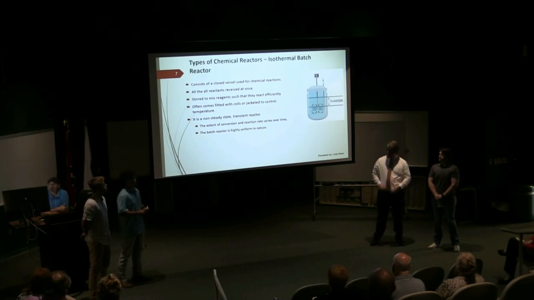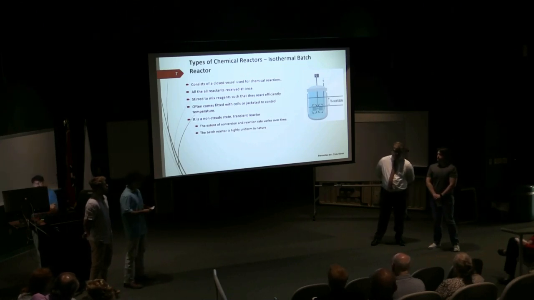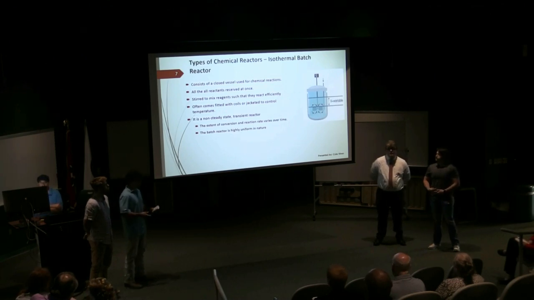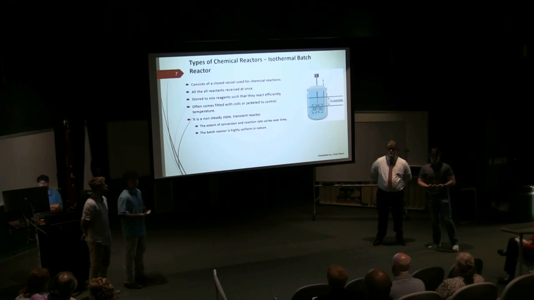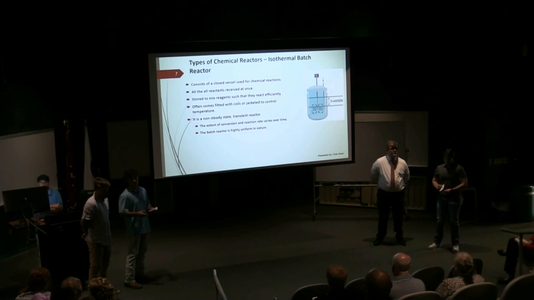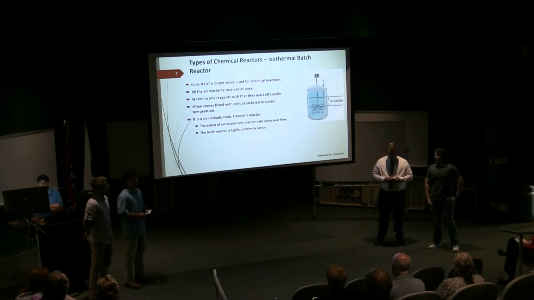So there's several types of reactors. The first we're going to be talking about is an isothermal batch reactor. They're closed vessels. They're very homogeneous reactors. These reactors have some means of heating or removing heat, and they're stirred with some form of agitation. And they're non-steady state reactors, so reaction rate and extent of reaction vary over time.